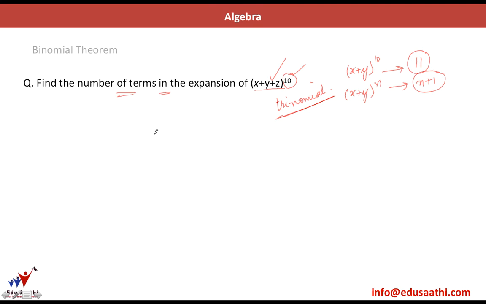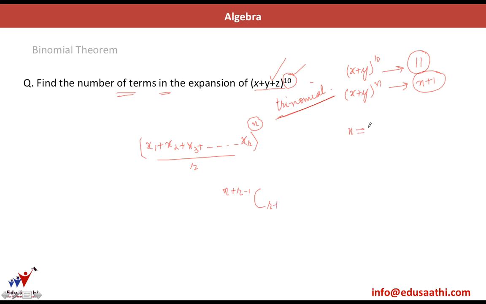So you cannot say the number of terms are 11. In fact, you will have to use the formula which is based upon x1 plus x2 plus x3 and so on up to xr, raised to power n. So this is r terms that you have, this is n. So the number of terms are given by n plus r minus 1 C r minus 1. This is the formula that we have.